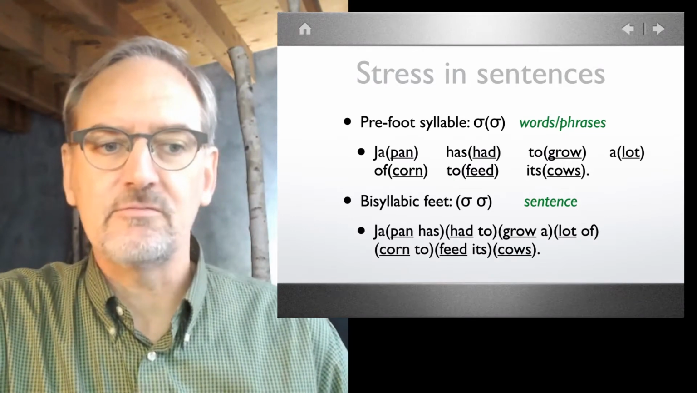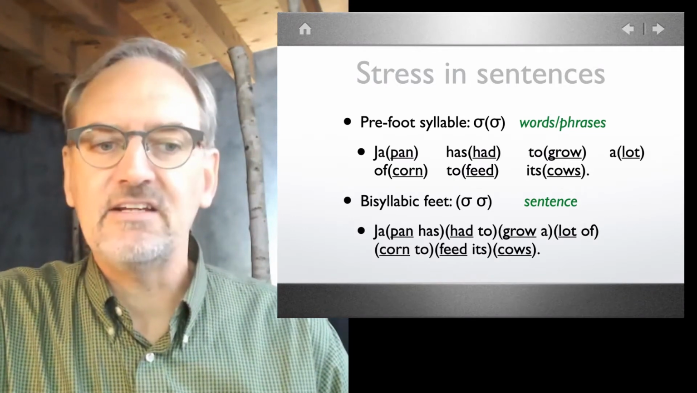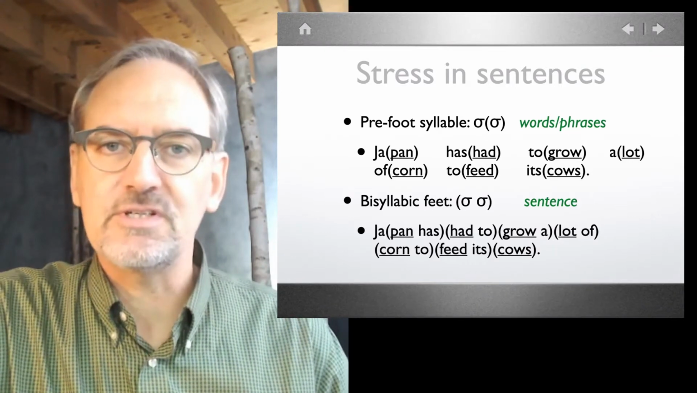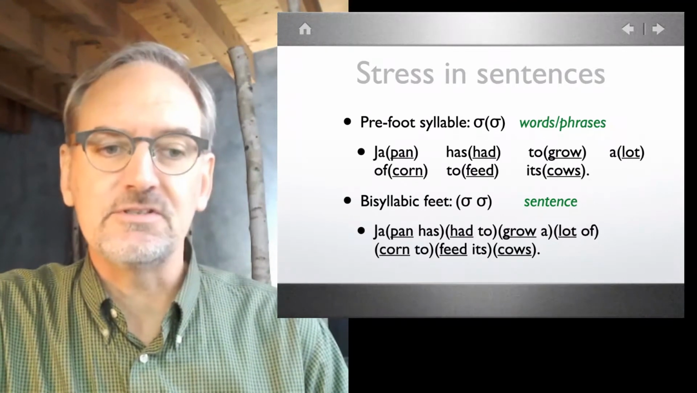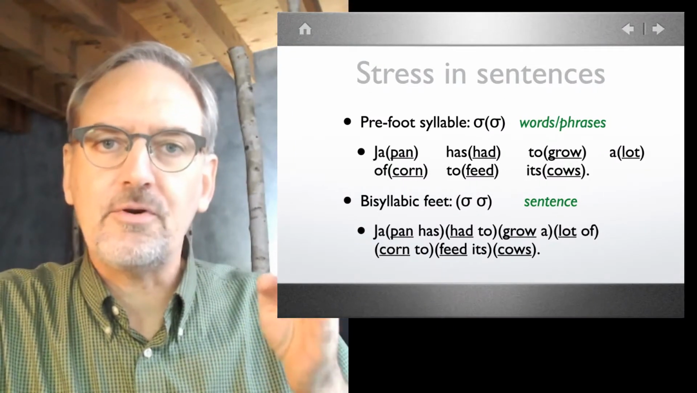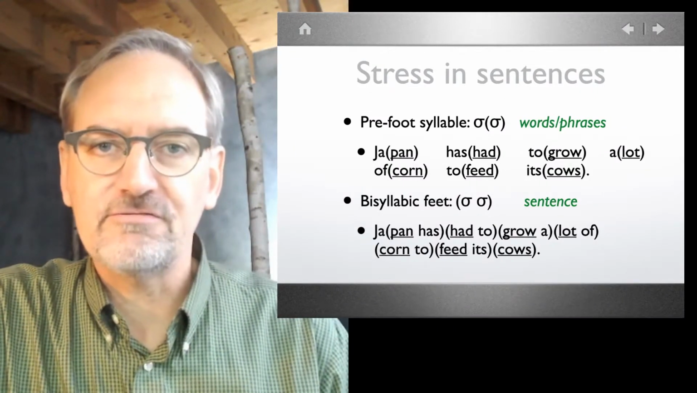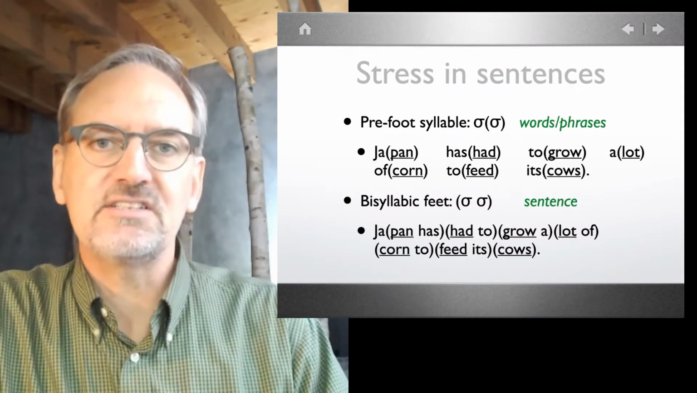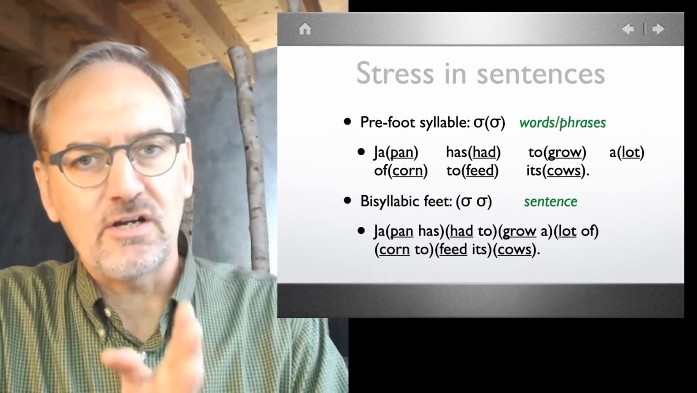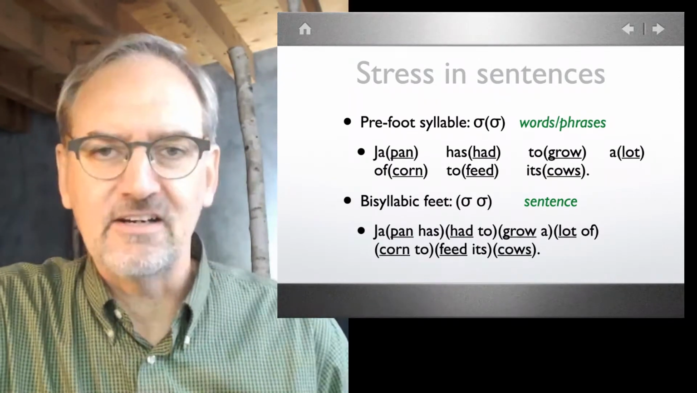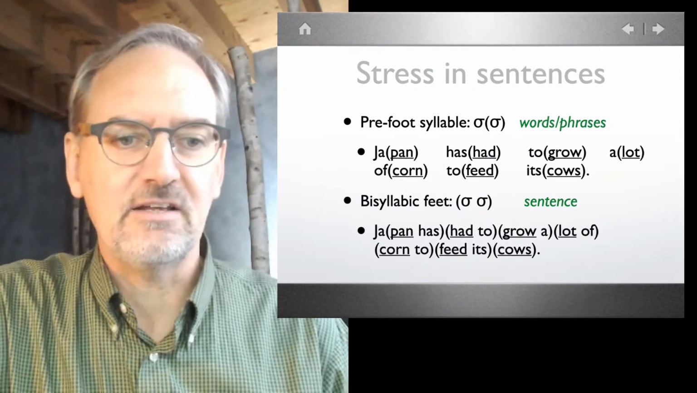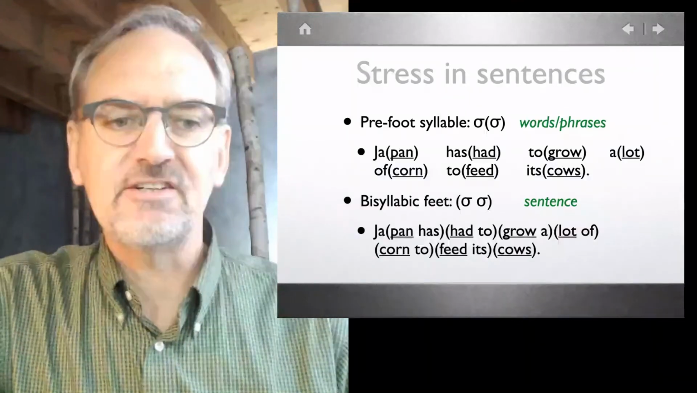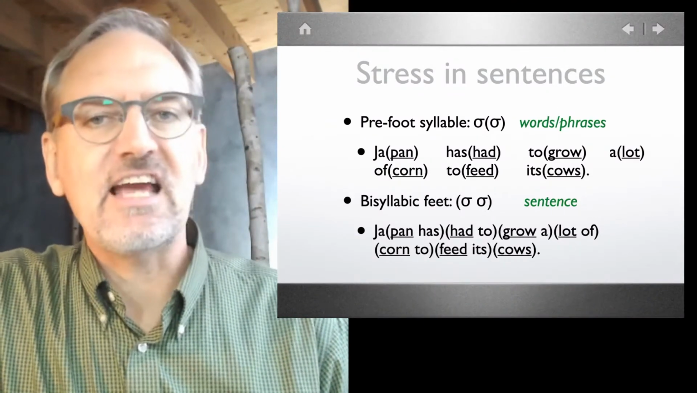The natural rhythm for the whole sentence, Japan has had to grow a lot of corn to feed its cows, is the result of grouping these syllables in such a way that the primary stress falls on the first syllable in each of the feet. Unstressed syllables are then kind of following the primary stress syllable. Okay. Japan has had to grow a lot of corn to feed its cows.